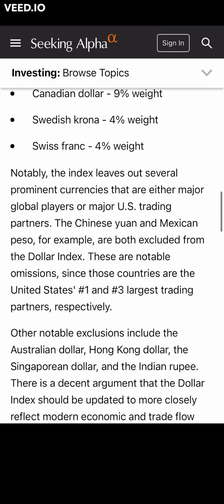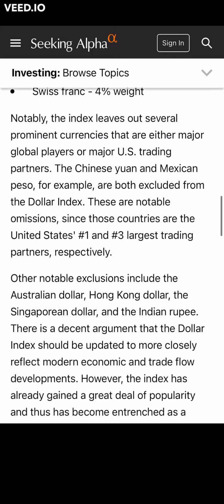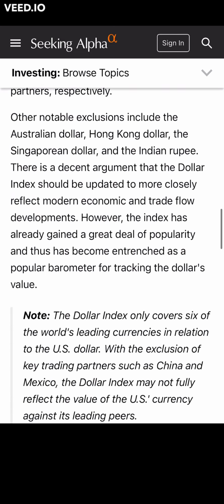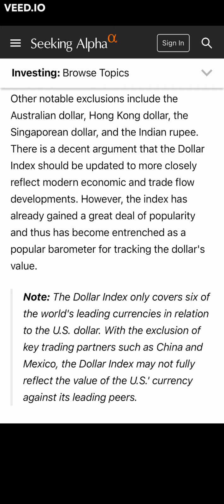Notably, the index leaves out several prominent currencies that are either major global players or major U.S. trading partners. The Chinese yuan and Mexican peso, for example, are both excluded from the Dollar Index. These are notable omissions, since those countries are the United States' number 1 and number 3 largest trading partners, respectively. Other notable exclusions include the Australian dollar, Hong Kong dollar, the Singaporean dollar, and the Indian rupee.